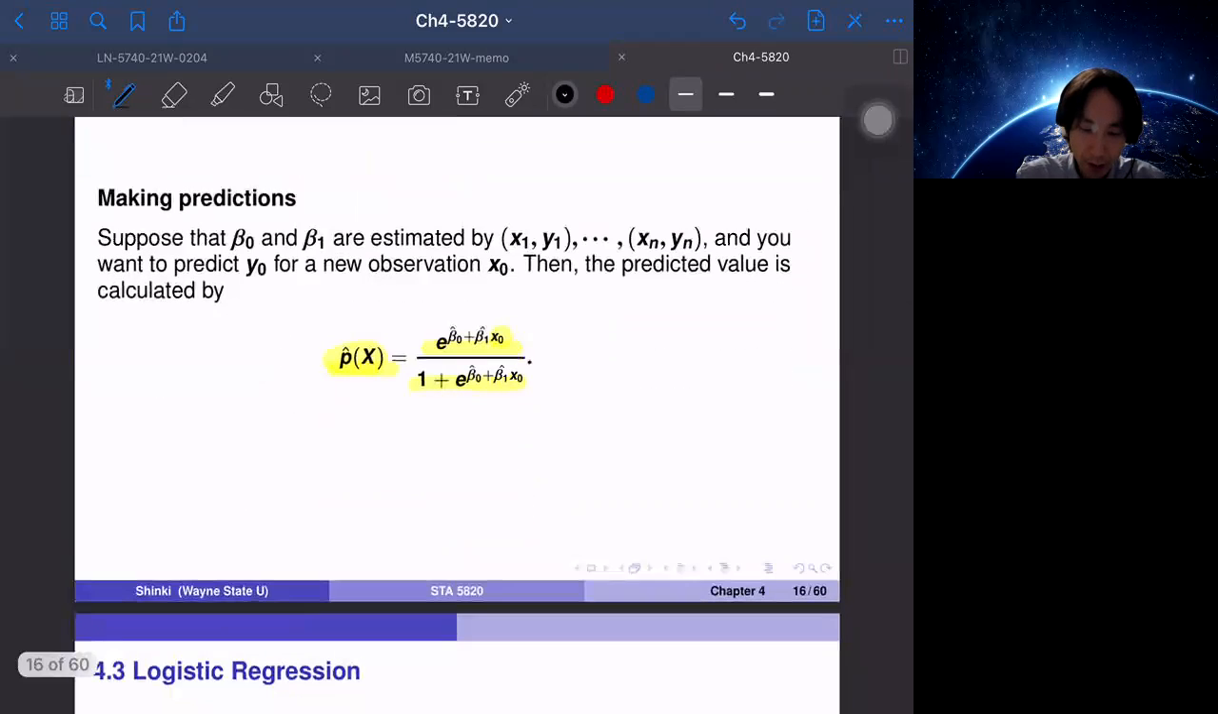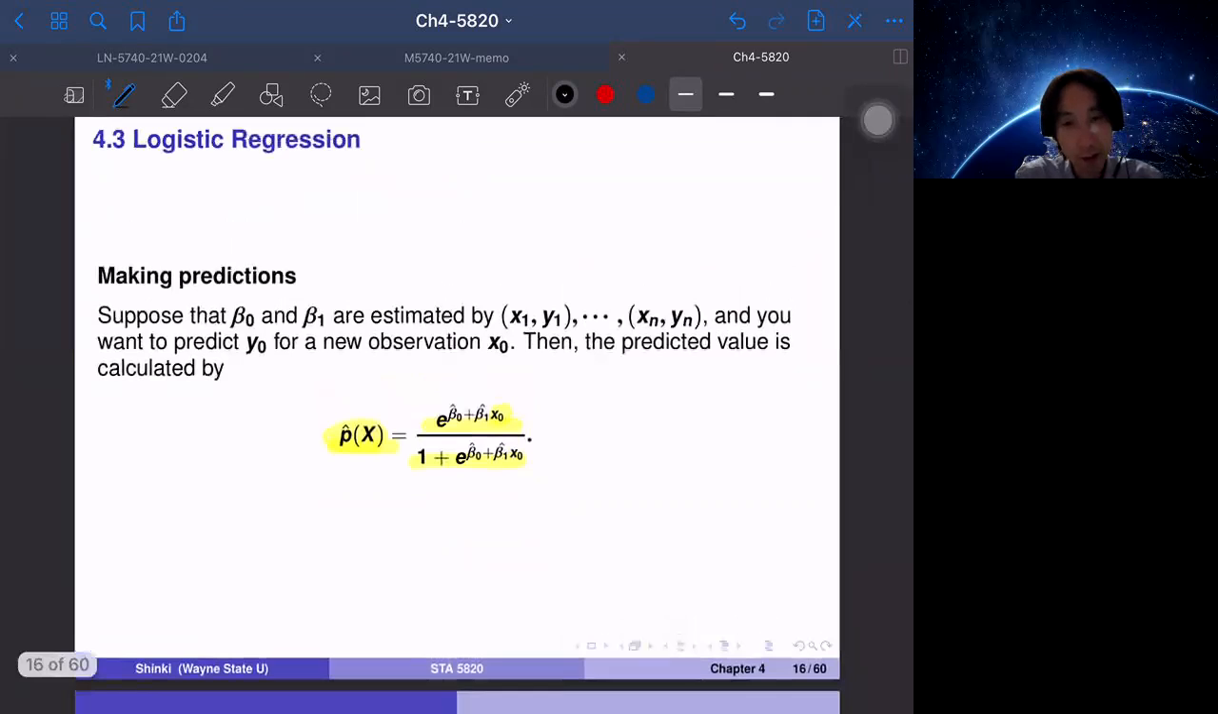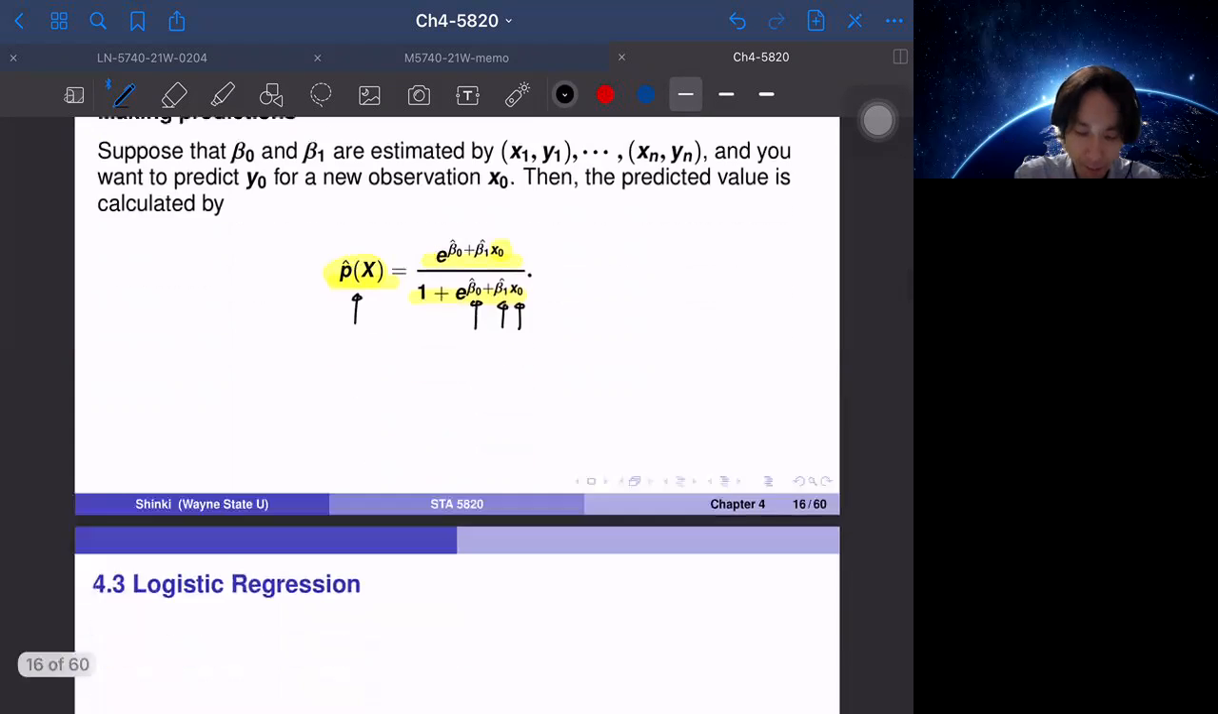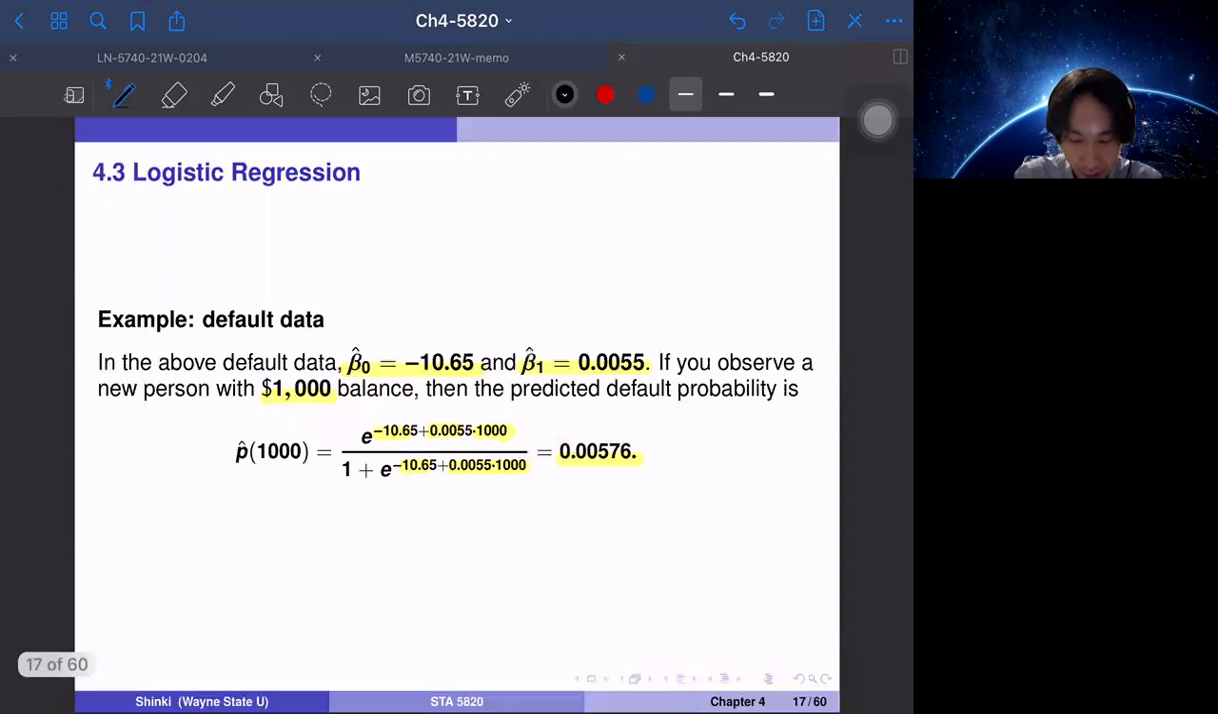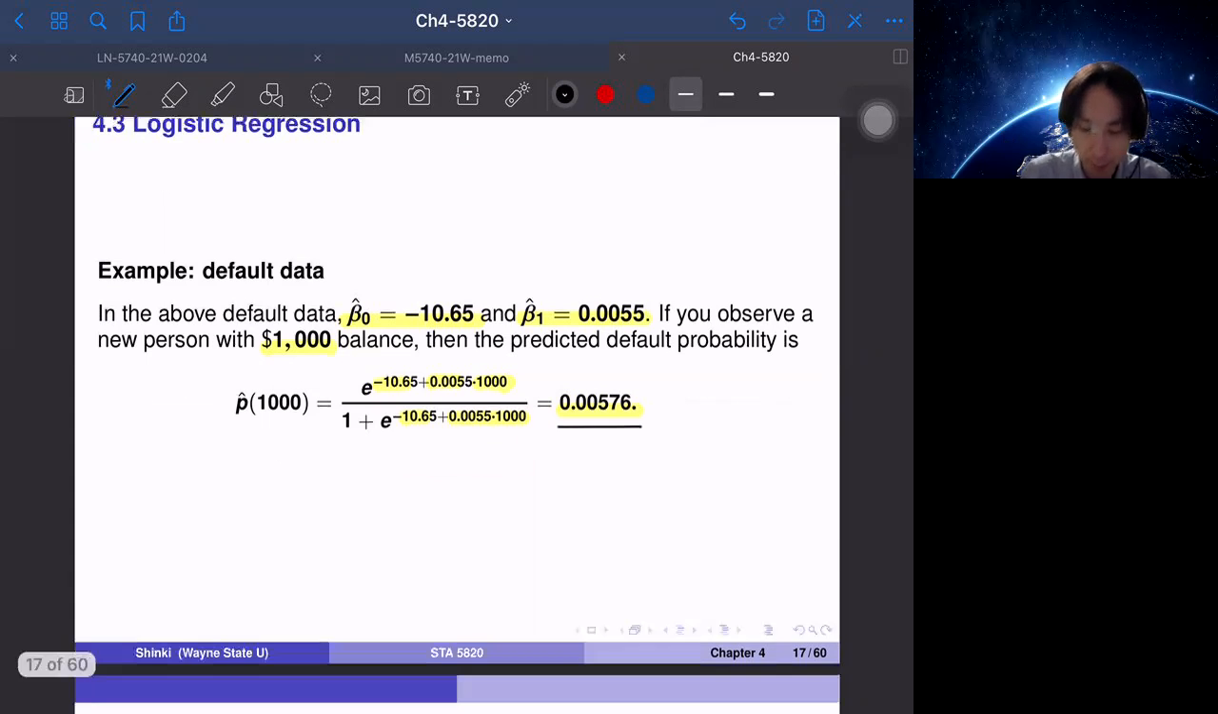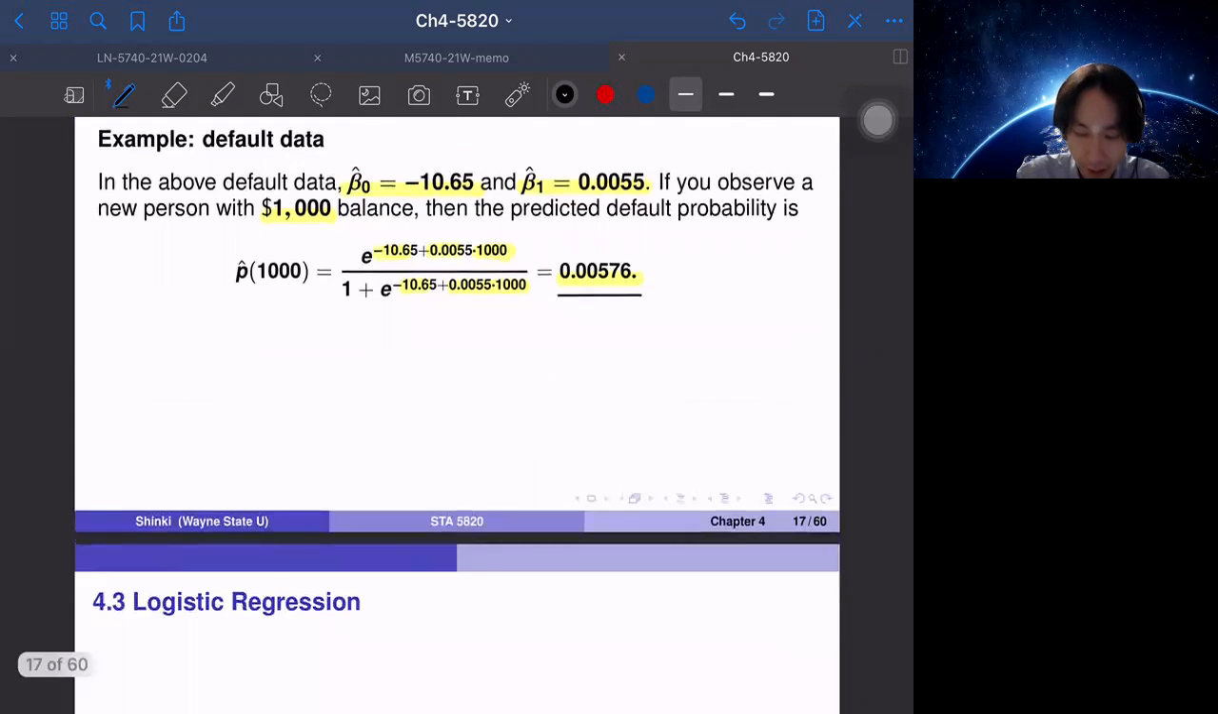Yeah, and making predictions is similar to linear regression. If you plug in the estimated parameters and then plug in the new observation, you can get the fitted value. So once you observe, for example, a balance of $1,000, then you can see what the default probability is. I think there was a quiz on this. So for a $1,000 balance, the default probability is 0.576%.